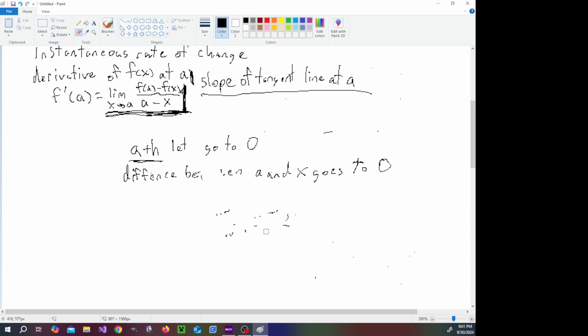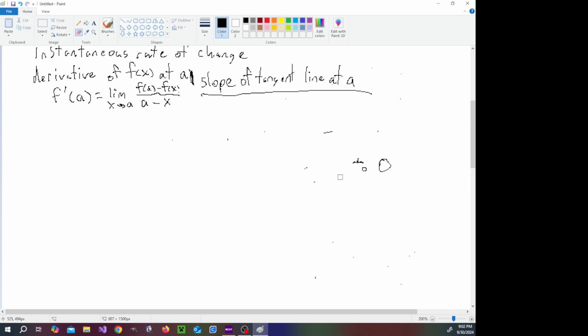Just rewritten. So not only is f prime of a, as we call it, the derivative of f at a, equal to the limit as x goes to a of f of a minus f of x over a minus x, we also get to write it as the limit as h goes to 0 of f of a plus h minus f of a all over h.